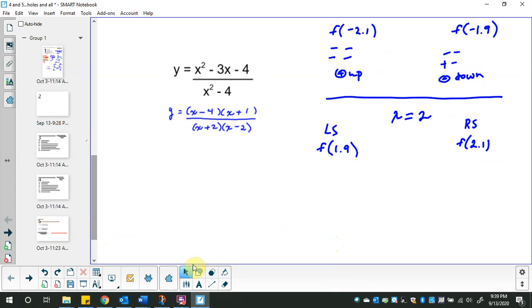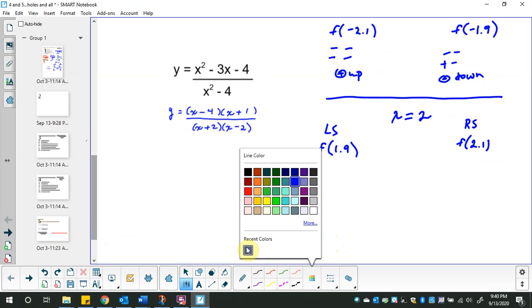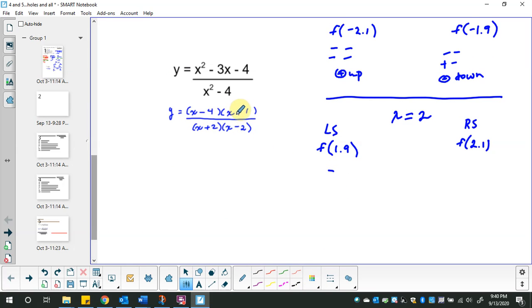In my factored version, 1.9 in this bracket is negative, 1.9 in this bracket is positive, 1.9 in this bracket is positive, 1.9 in this bracket is slightly negative. These two negatives, because it's all multiplying and dividing, will become positive, so the whole thing is positive, which is up.